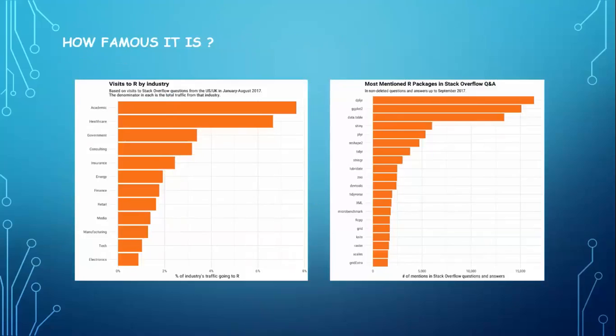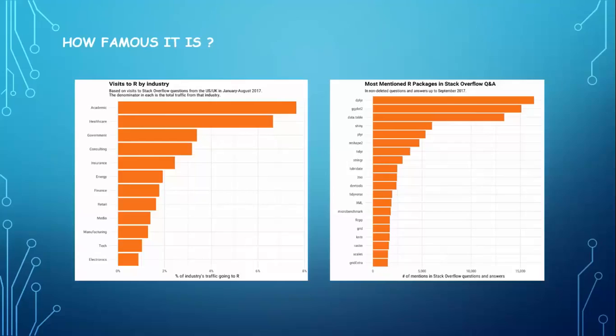If you see the visualization I present over here, on the left side is the visits to R by industry. These are the top listed industries mentioned over here. It's not all of them, I can say. You can see every known or big industry listed over here. Academia, healthcare, goods, government, even state, manufacturing, media, retail, everyone is there. You name it, it's there.